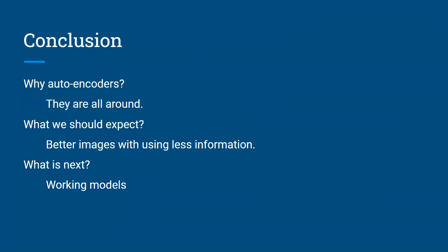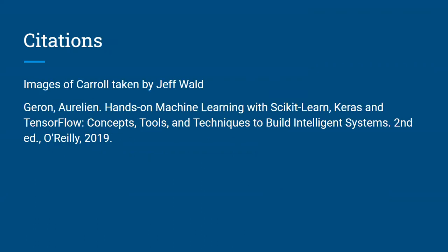Autoencoders, as mentioned before, are all around us, in our phones, sending images, getting images off the computer or internet. When looking at autoencoders, we should be looking for a really clear image that is made up of the least amount of information from the original image itself. After I'm able to get working models, we should be able to see the autoencoder cluster the different Carroll buildings together, along with compress the original images. Here are my citations, and thank you for listening.